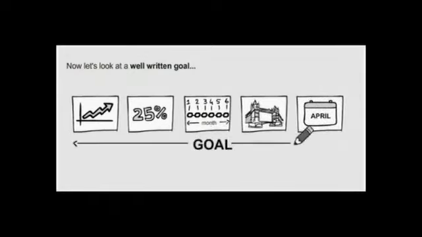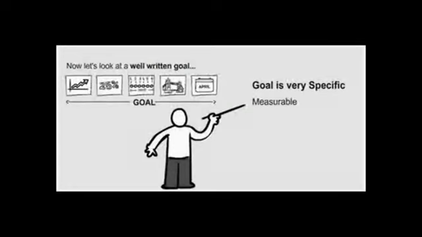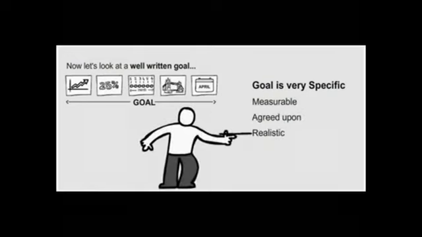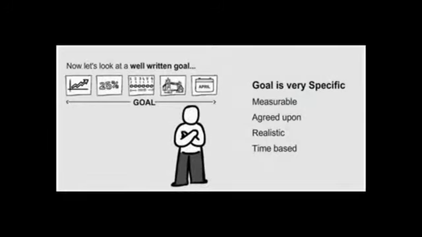This goal is very specific and says how much extra retail selling space I'm going to create. It's measurable. I either will or won't create an extra 25% retail selling space. The goal is agreed to with the local planning department. It's realistic and time-based, stating how long I have to complete my building project.